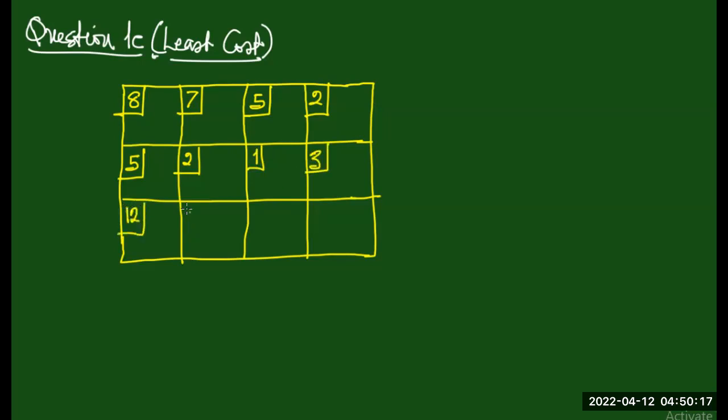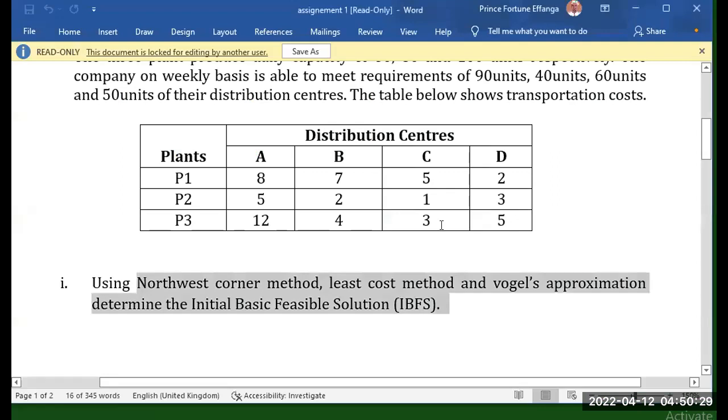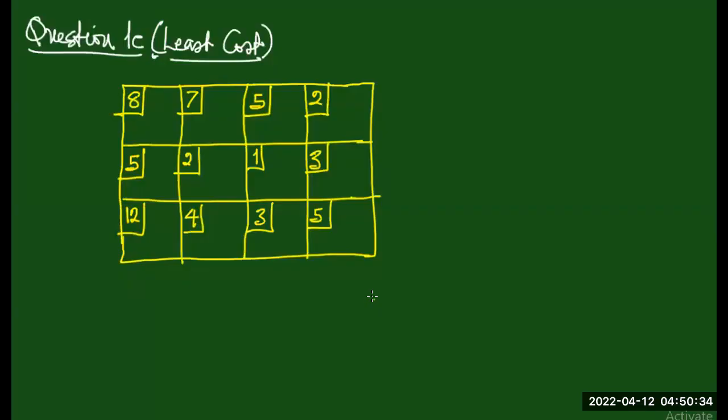So there's 12, 4, 3, 5. That's it. Right, the 5, 3, 4, those ones there, I just put all those ones at the corner. And we're using the least costs.